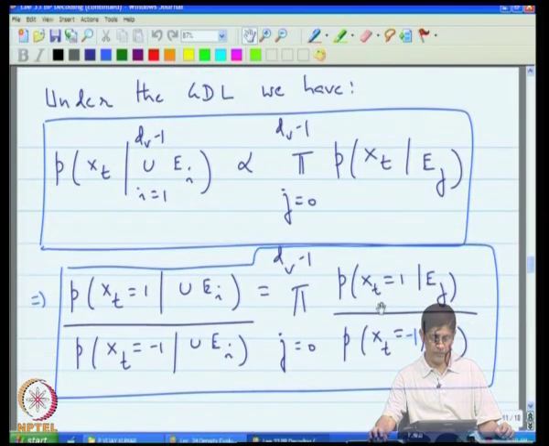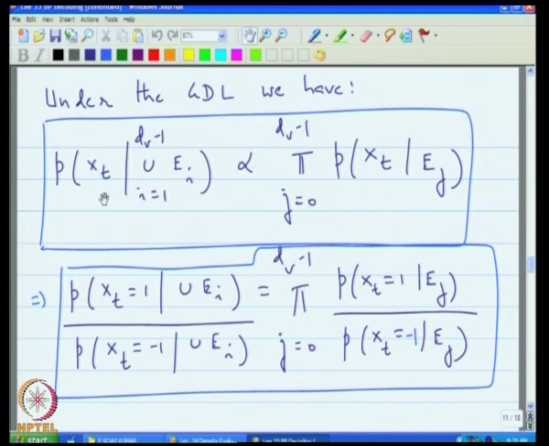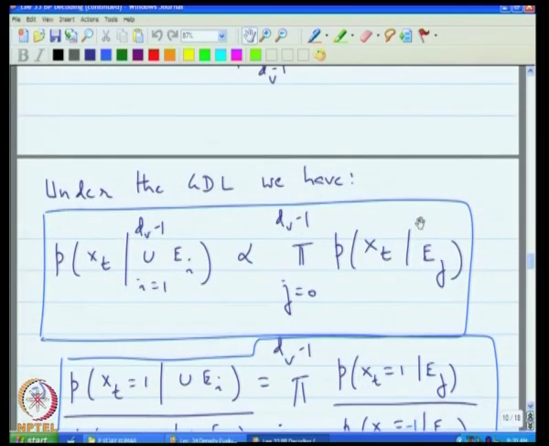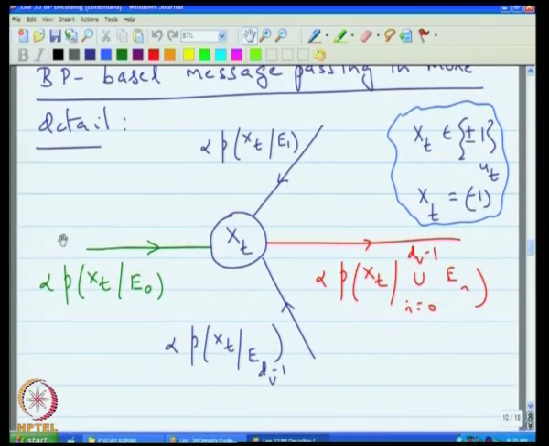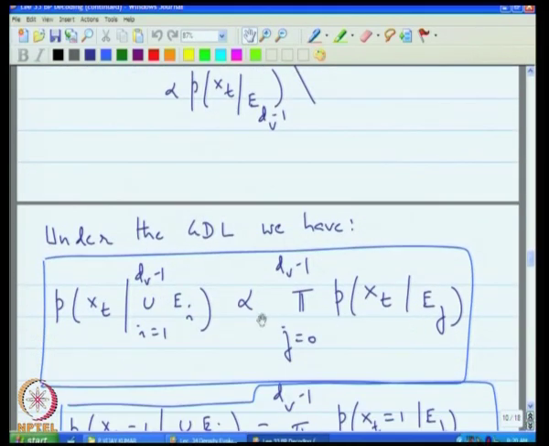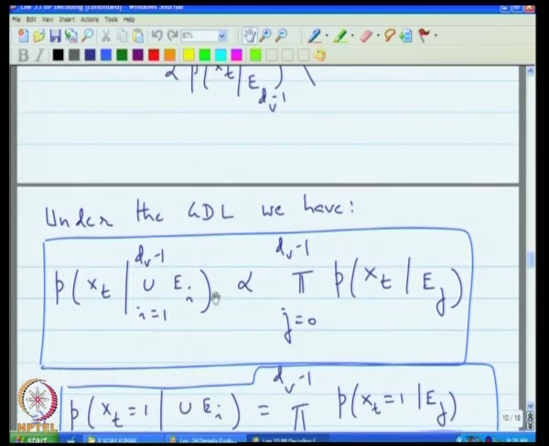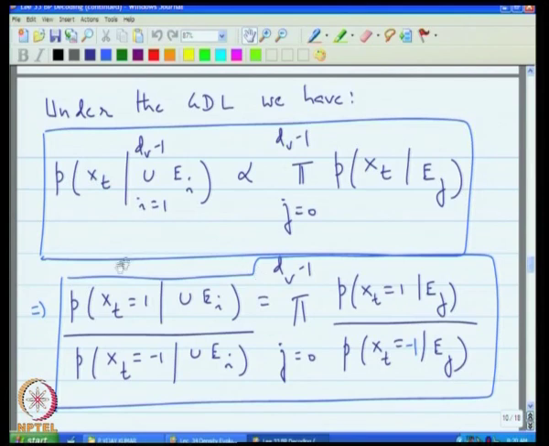And more precisely, in terms of the GDL, we know this because of the way GDL passes messages: at a variable node the GDL would just collect all the incoming messages, multiply them together and send them out. Okay. So, that is what we are doing here, and this proportionality is included for reasons that we have seen earlier.